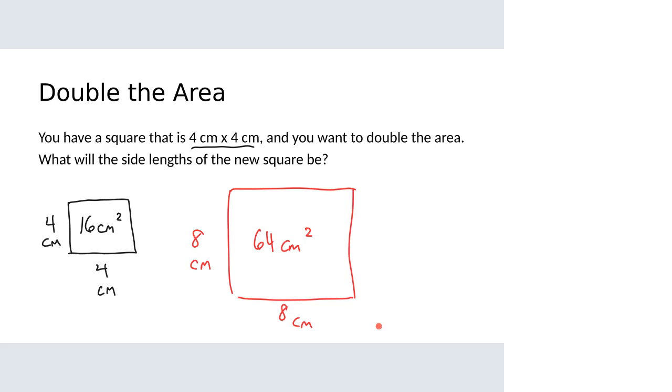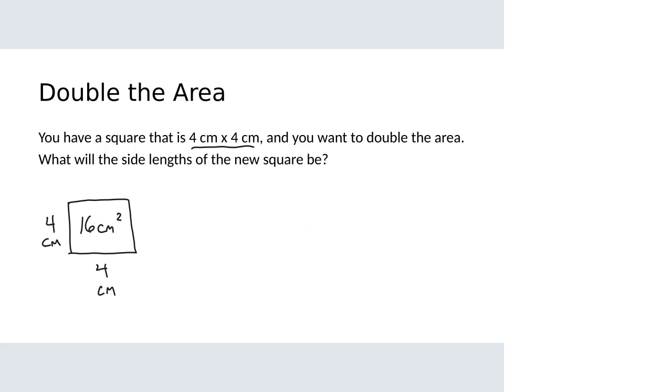And if you're thinking, well, what if I make it 8 by 4? That's actually a decent thought. You might say, okay, well then I'll just make my new square 8 by 4. That'll have an area of 32. Why is that no good?